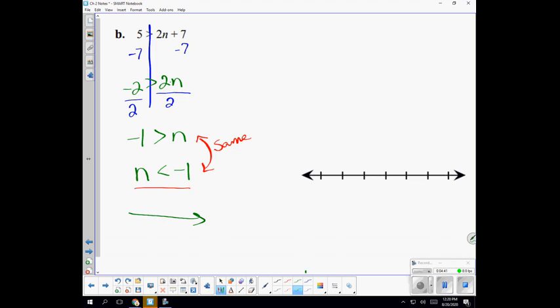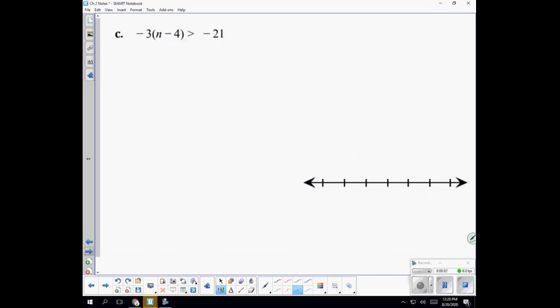So here it says n is less than negative 1. So I'm going to go ahead and graph this. Let's see, negative 1. So I'm going to put an open circle because it's less than. And I know that I'm looking at the numbers that are less than negative 1, so I'm going to shade in this direction.